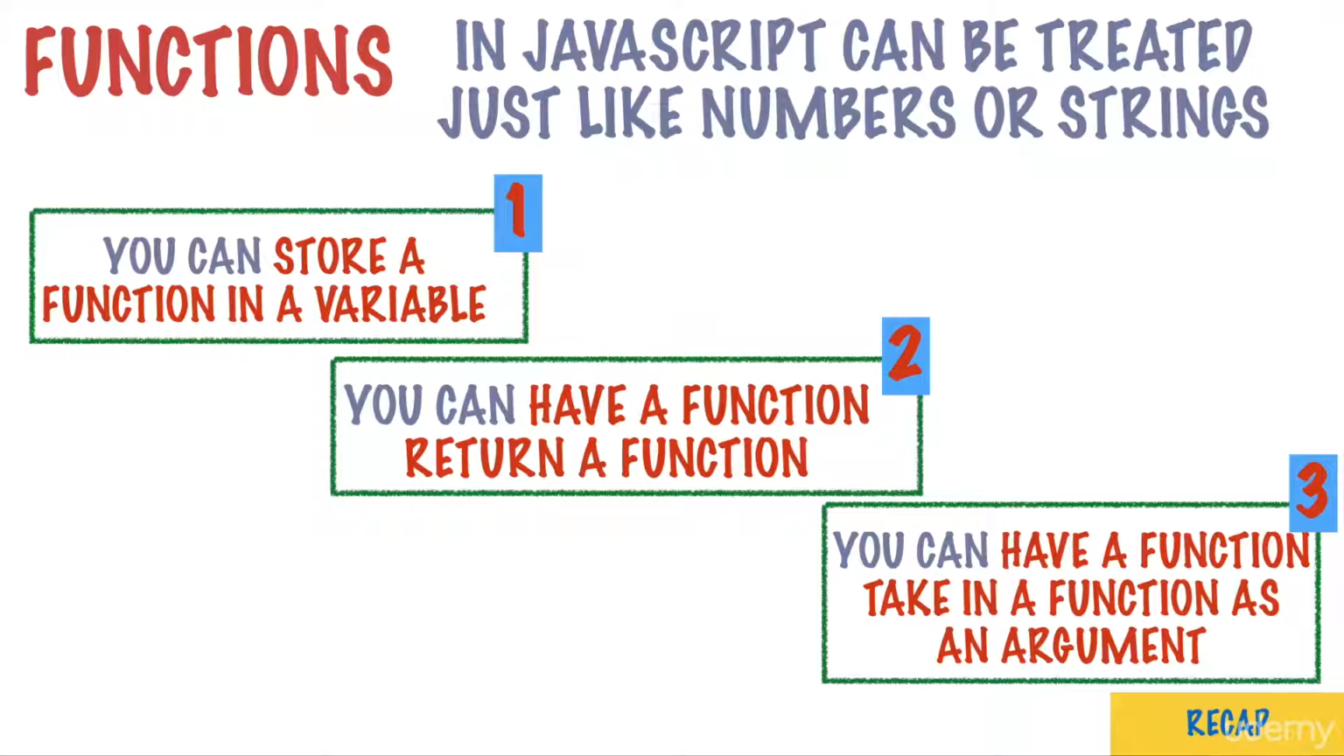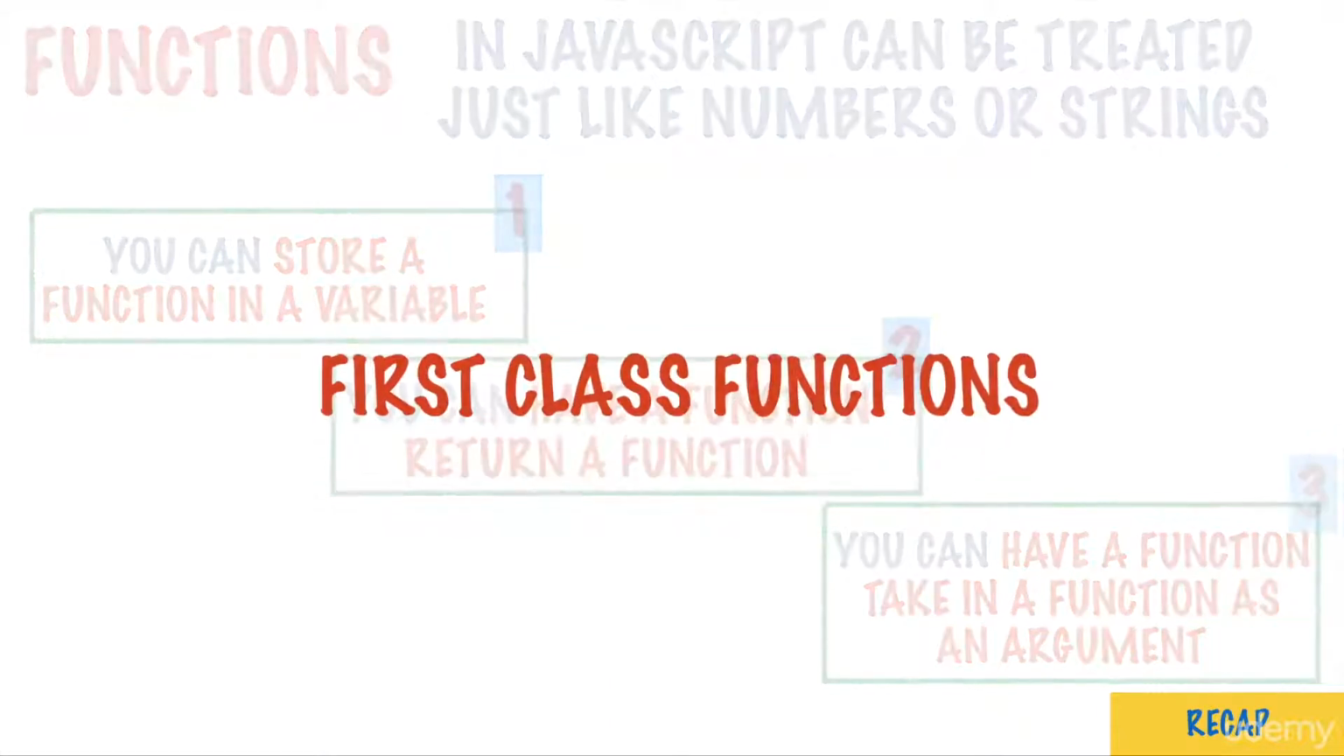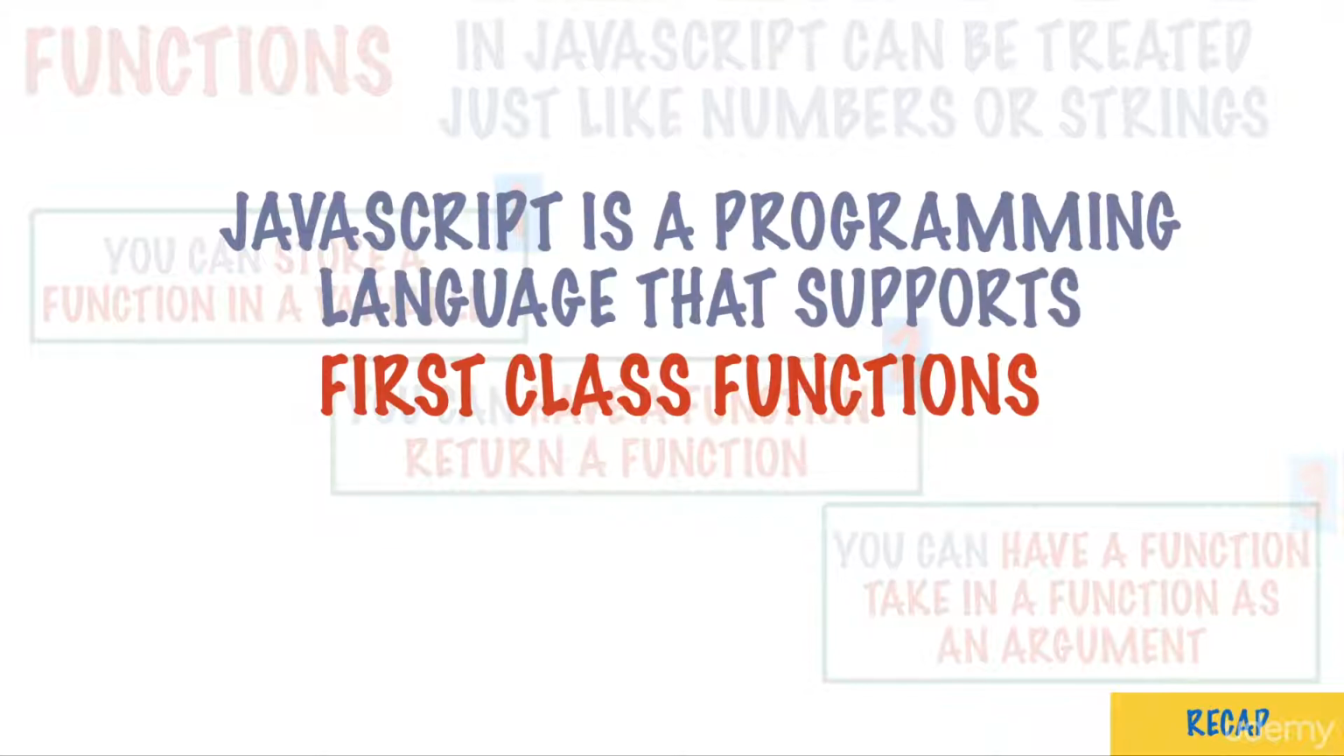These 3 properties together are called first-class functions. First-class functions is a specific name given to these 3 properties. These 3 properties put together basically means that JavaScript is a language which supports first-class functions. So if you see this term being used, you'll know what it means.